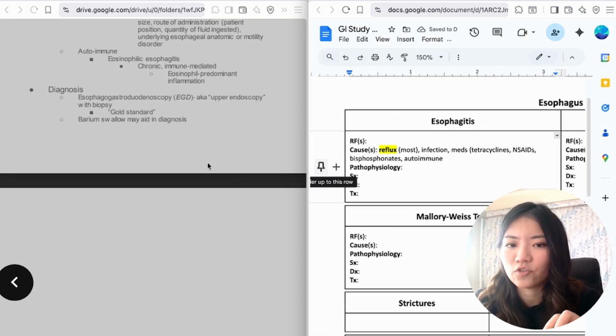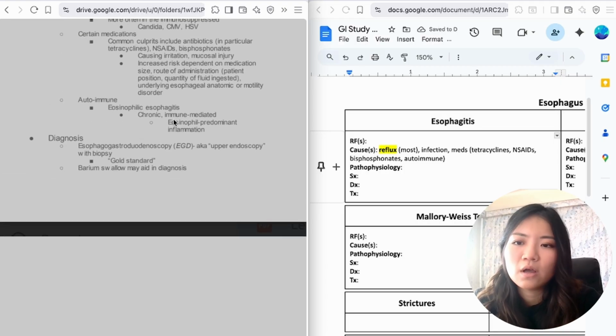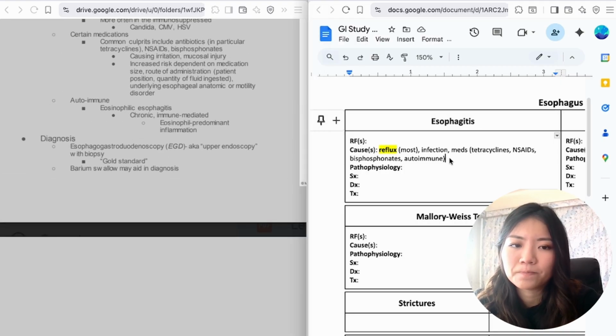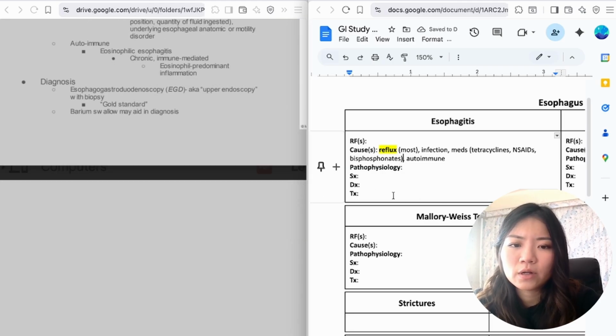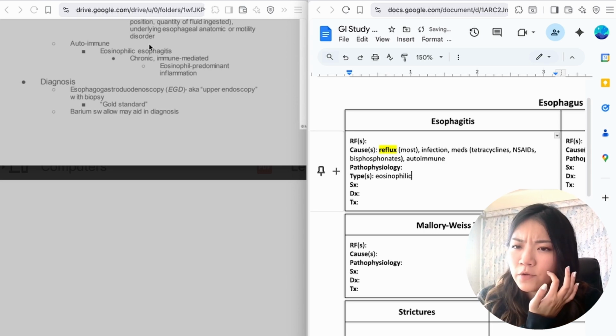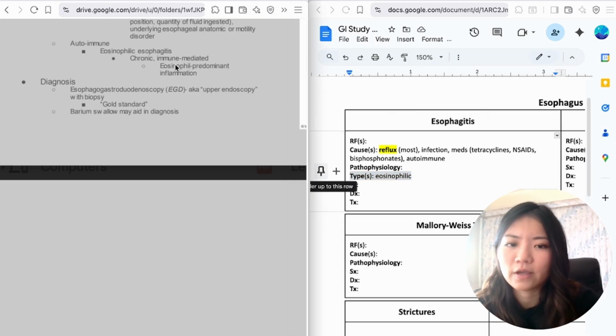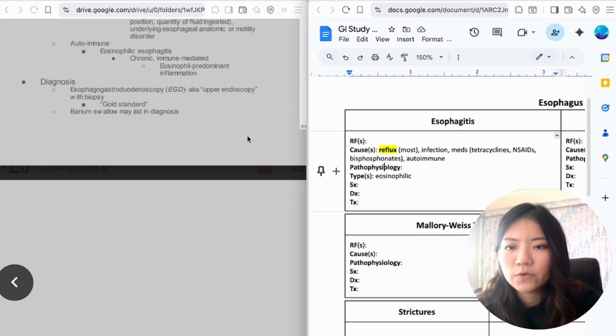So your eye is drawn to that when you're studying, and then all these other ones are less important. Autoimmune. This one I am going to include, because this one has come up a few times, not commonly, but I think it's important to know. So I'll put types here, like eosinophilic. And then diagnosis, I'm not gonna write this whole thing out. Everyone just says EGD, so that's what I'm gonna do.